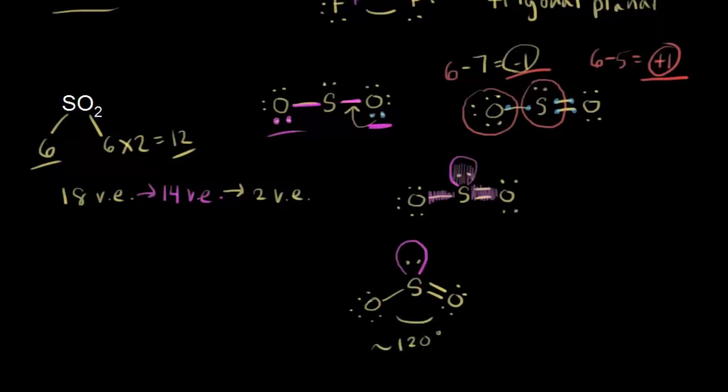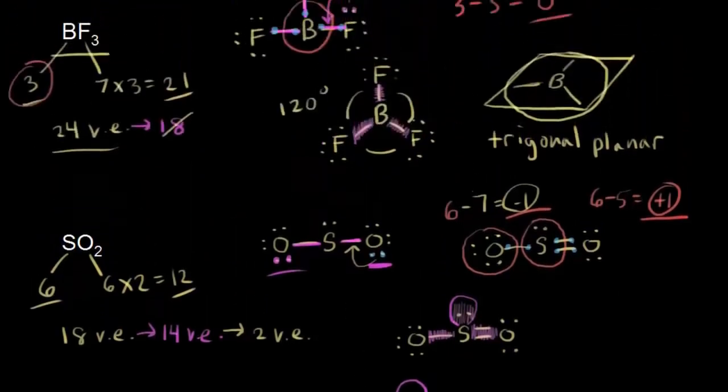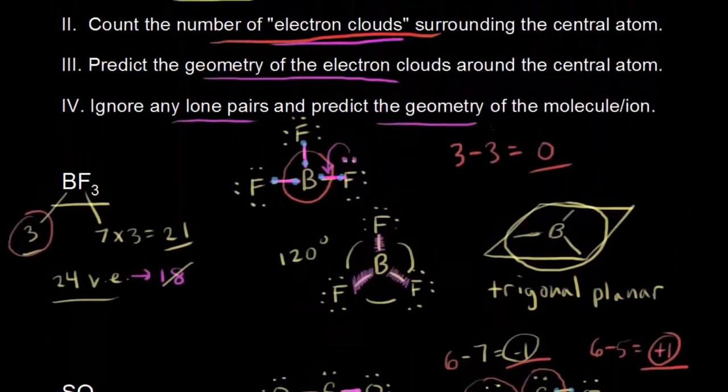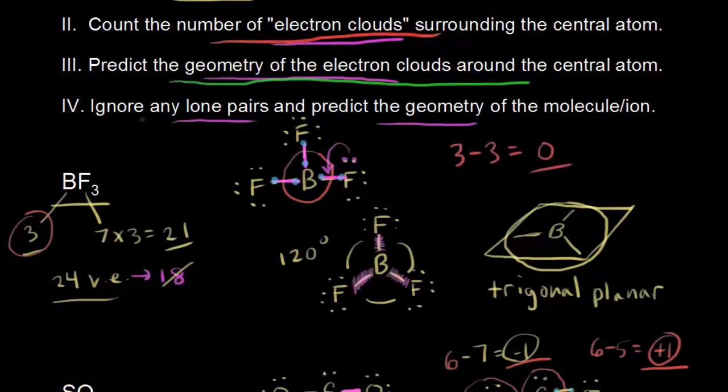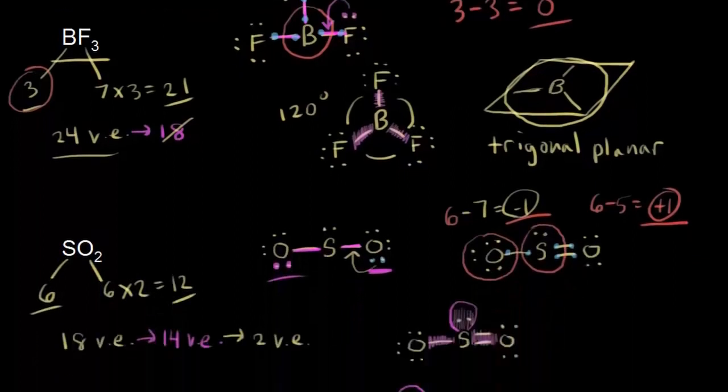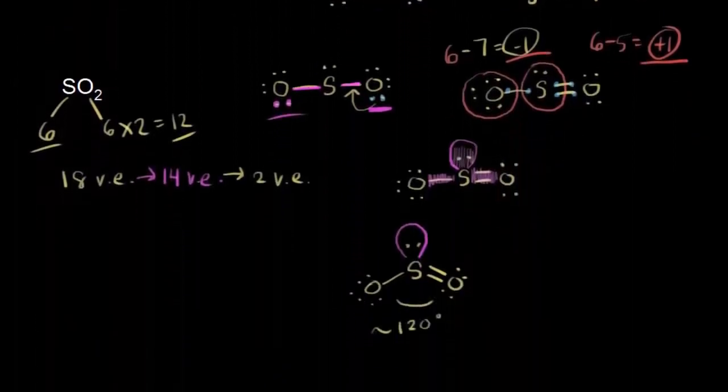So let's go back up and look at our rules here, our steps for predicting the shapes of molecules. So we've done step 3. We have predicted the geometry of the electron clouds around our central atom, and now we go on to step 4 here. We're going to ignore any lone pairs on our central atom when we predict the geometry of the overall molecule. And so that now pertains to our example here. We're going to ignore that lone pair of electrons on the sulfur. We're going to ignore this lone pair of electrons when we're talking about the shape of the molecule.